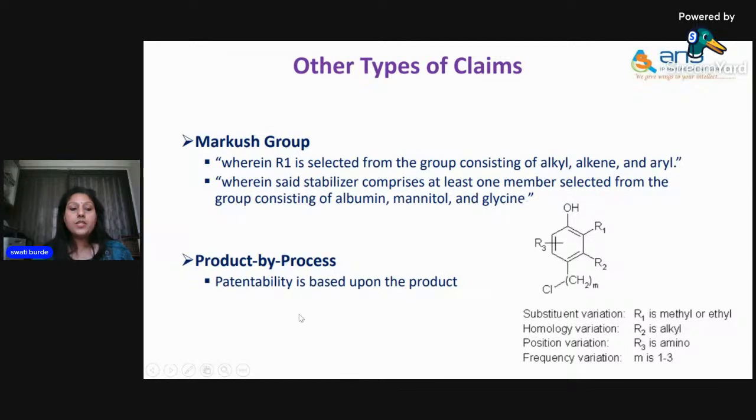Then product by process claim means any new product which is being made by a process. So this is still a very debatable topic, product by process.